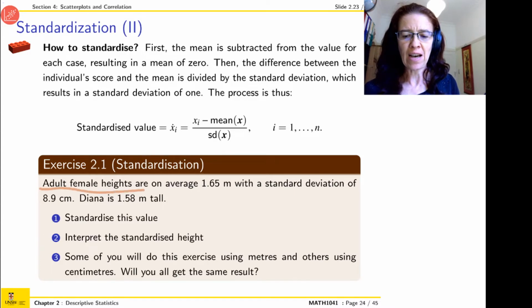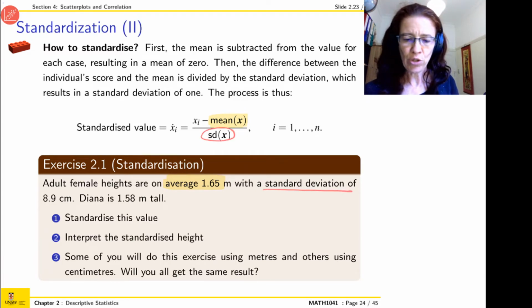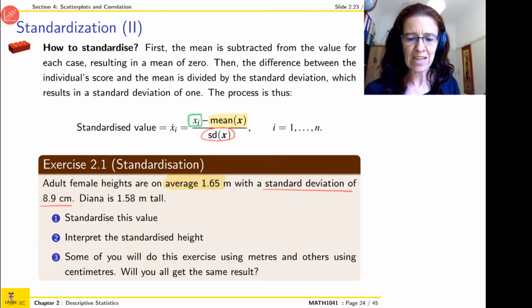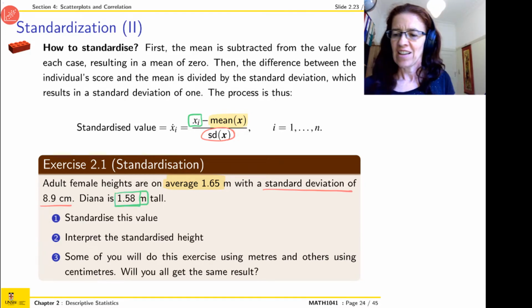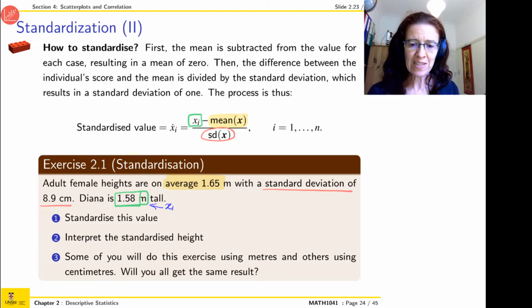So the adult female heights are on average 1.65 meters with a standard deviation of 8.9 centimeters. So really the average would correspond to the mean here. And if we have here the standard deviation, that would correspond to that number. Now we're looking at a particular value, and in our case, it's the height of a person called Diana. So let's say that Diana is the first on the list, so that's x1, and what we want is a standardized value.